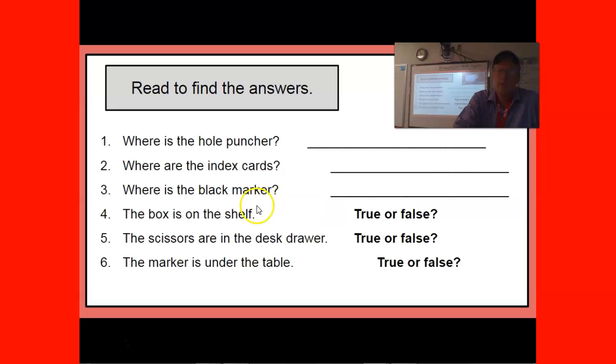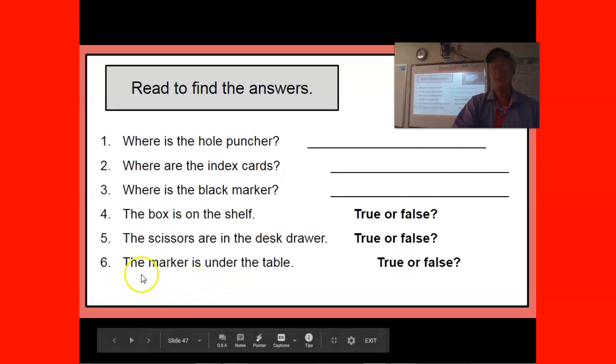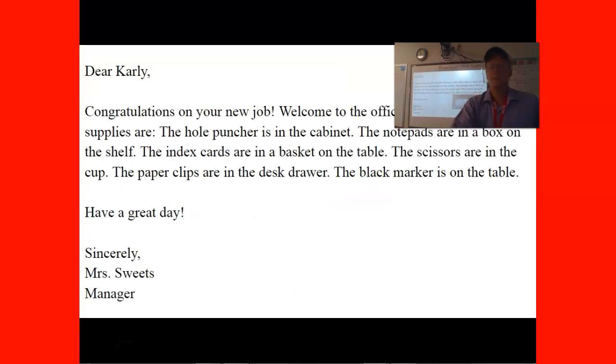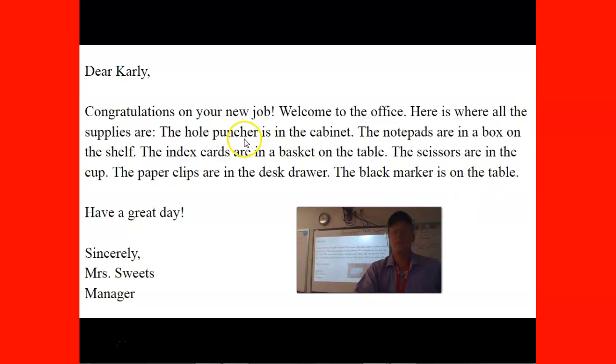True or false? False. Scissors. True or false? Okay. Okay. Now let's read and see if we can figure this out.